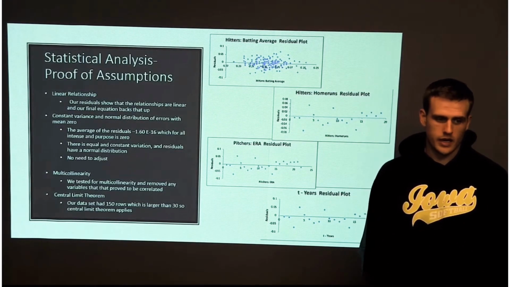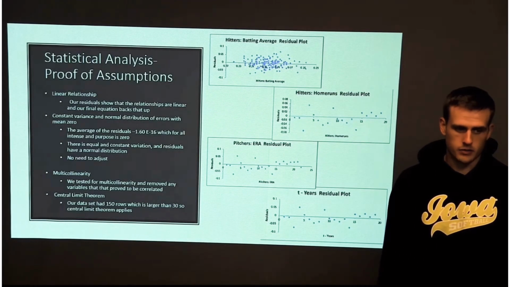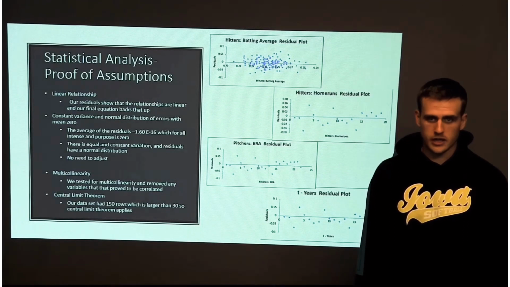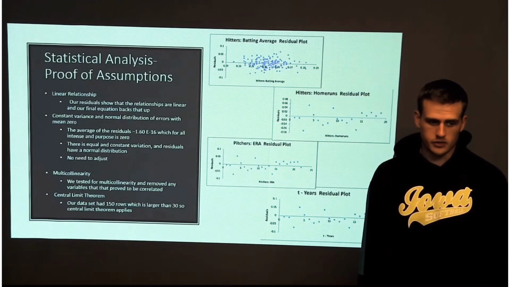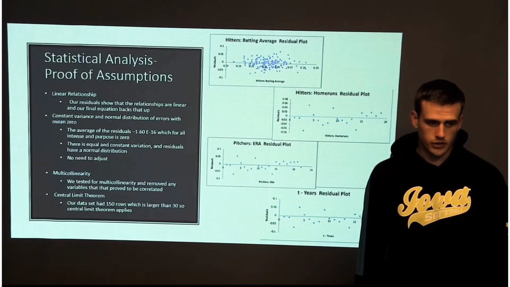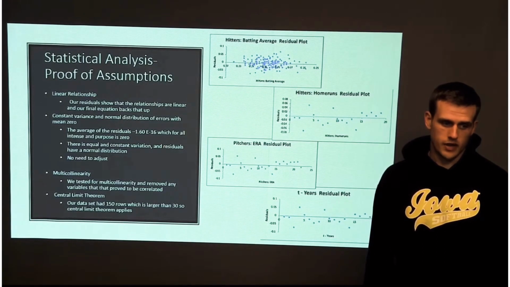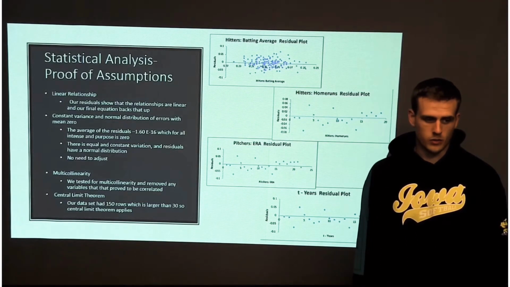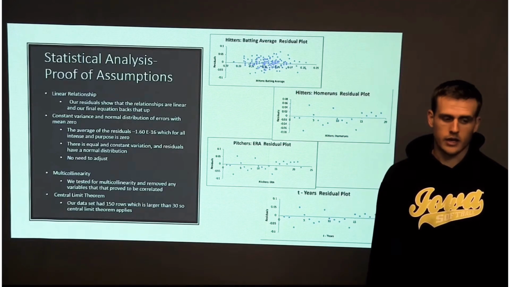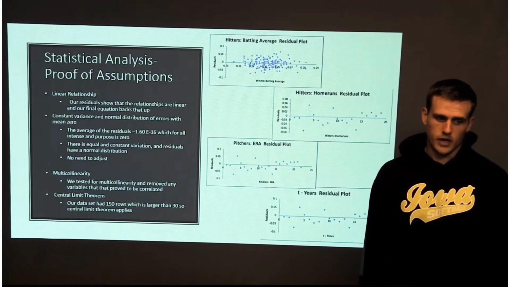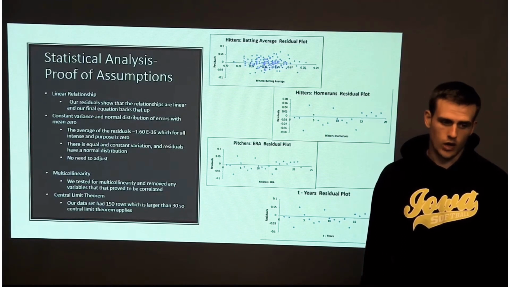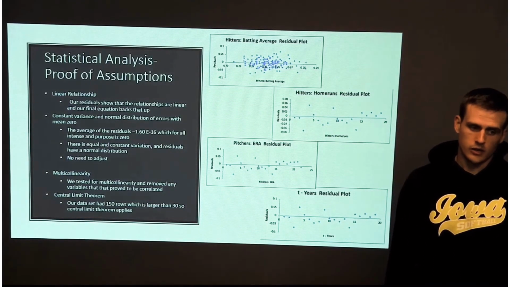Next we had to make sure that the variance was constant and there was normal distribution of error and it had a mean of 0. So first we looked at the residuals, averaged them out, and it was a very low number, near 0, so we're good on that. And then we made sure that the variance was relatively equal and that it was normally distributed, which it was, so we had no need to adjust anything. Like we mentioned before, we tested for multicollinearity, got that all squared away, and then for the central limit theorem, we had 150 rows, so that's well over the limit of 30, so we're good on that front as well.